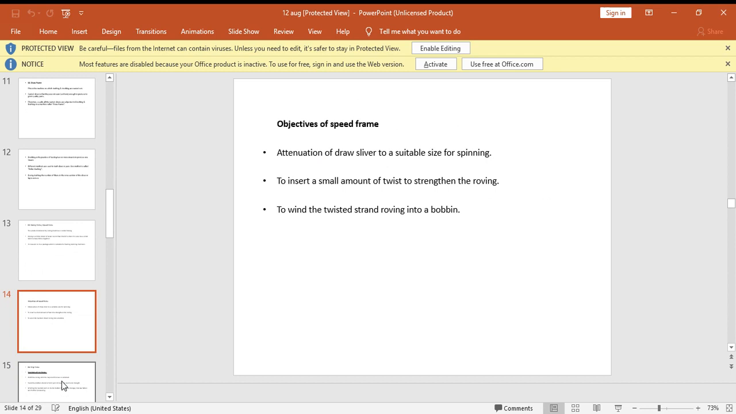The objective of the speed frame is attenuation, that is drawing the sliver to a suitable size for spinning, and to insert a small amount of twist to strengthen the roving and to wind the twisted strand roving into a bobbin.